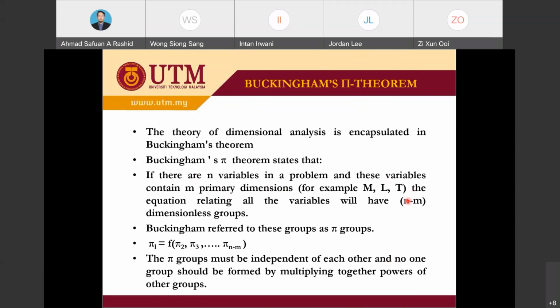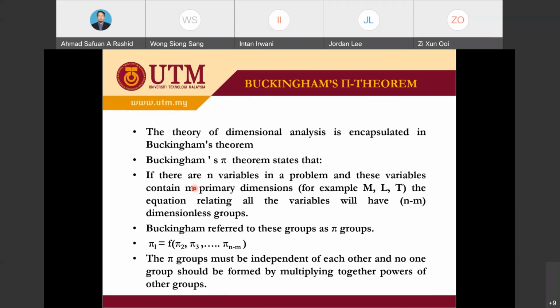For example, if the number of variables is 8, from each variable we obtain the primary dimension. Then, if m is equal to 2, 8 minus 2 becomes 6, so we need to create 6 dimensionless equations. I will show this later from several examples.